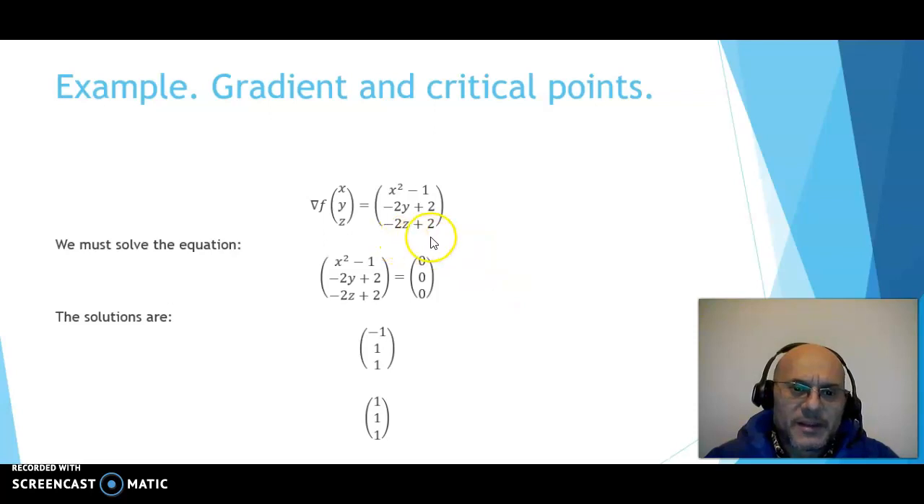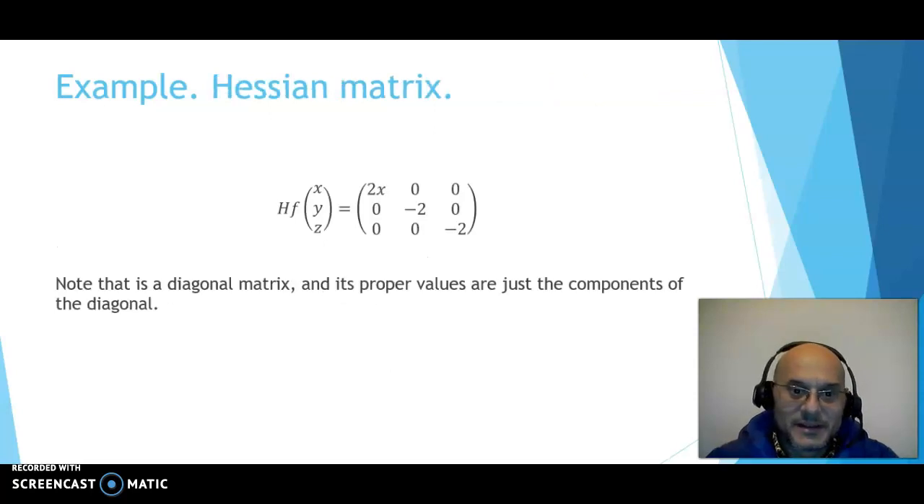Also, from the gradient, now compute the Hessian matrix. You can stop the video, compute the Hessian matrix, and then check out if you got the same answer in the next slide. Here is the Hessian matrix. I hope you have computed it yourself. In this case, it's a diagonal matrix. It's a very simple case, and we know that in the case of a diagonal matrix, the proper values are just the components from the diagonal. It will not always be a diagonal matrix. Usually it will not be.